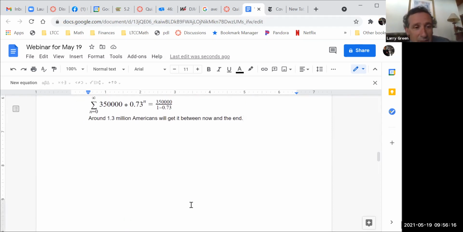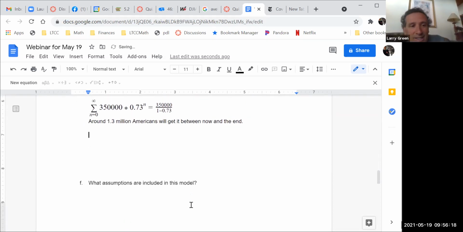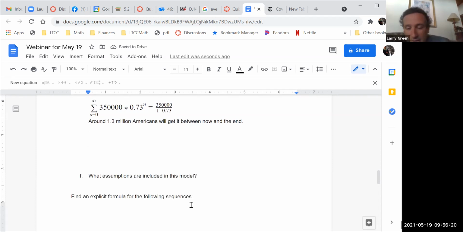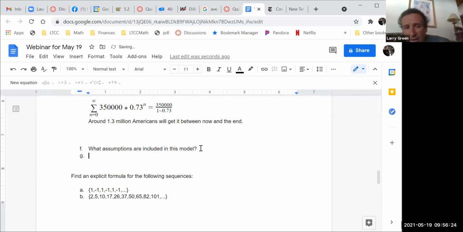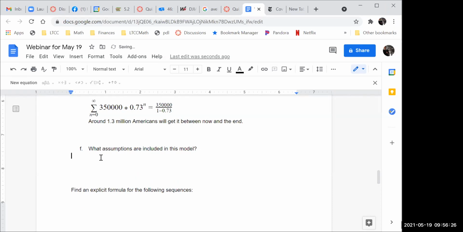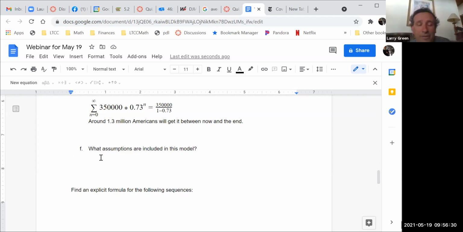So here's the next question. And this is a question that is open-ended. It's not like it's a math question. What assumptions are included in this model? No variance. Oh, assuming your vaccine is able to prevent. Yeah, so one of them is no big variance, right? Which means the vaccine works, okay?